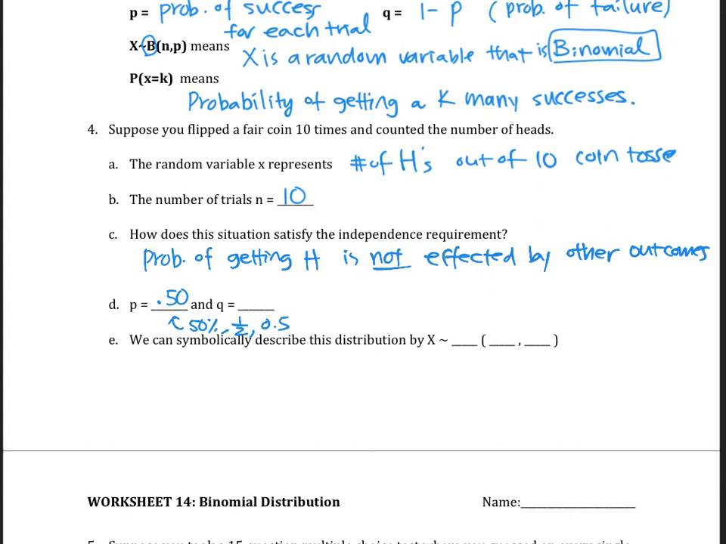Same here, Q is the probability of failure. In this case, I'm counting the number of heads, so getting a tail is a failure. So the probability of failure is also 50%, because it's just 1 minus 0.5. Symbolically, we can describe B, and then N is the first number, so that's 10. And then P is the second number, either 0.5, here I'm going to put 1/2. Okay, so I'm going to have you pause now and work on the next question, number 5.